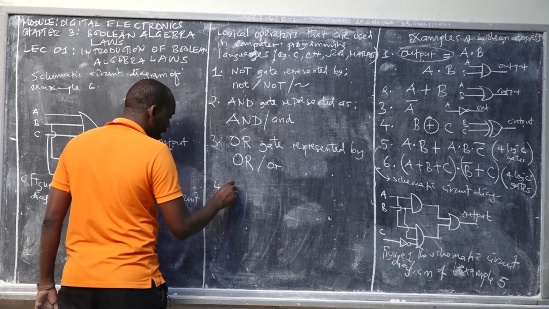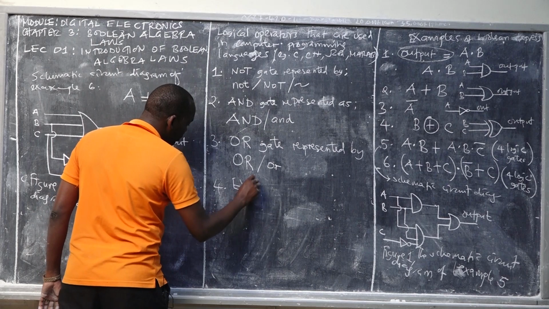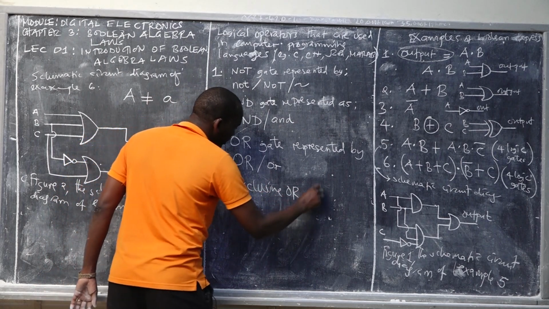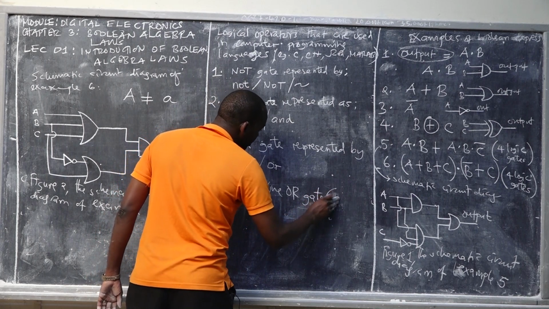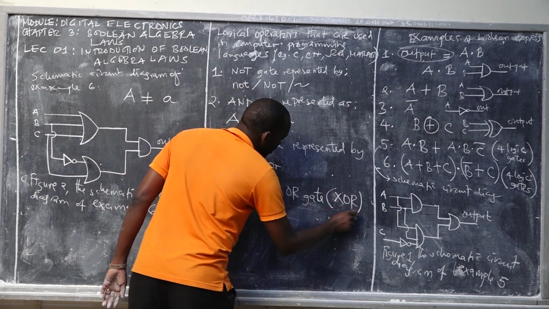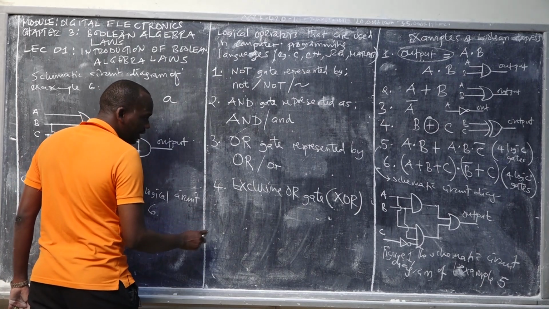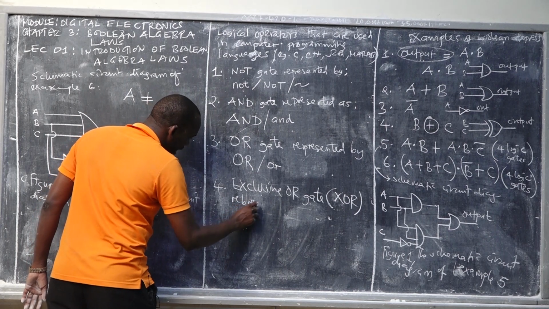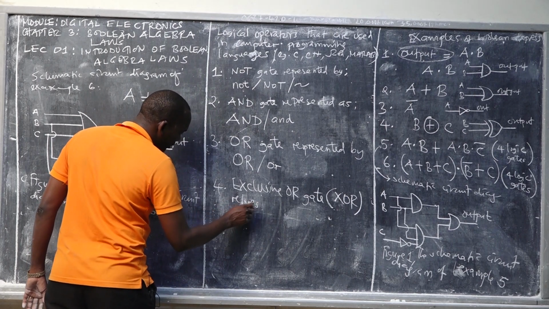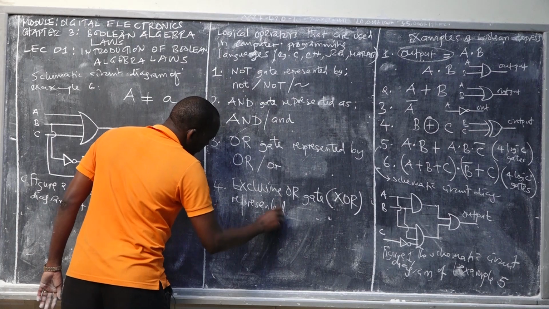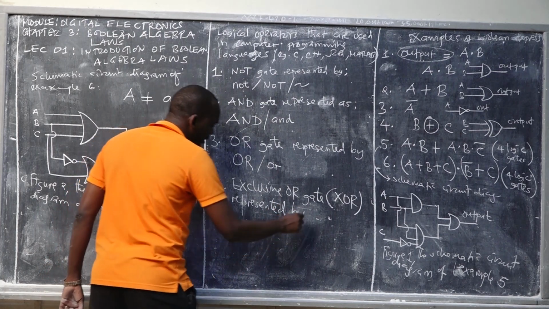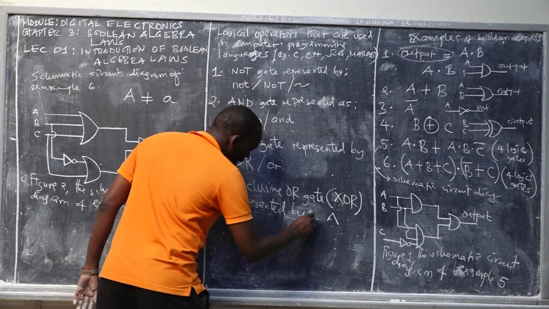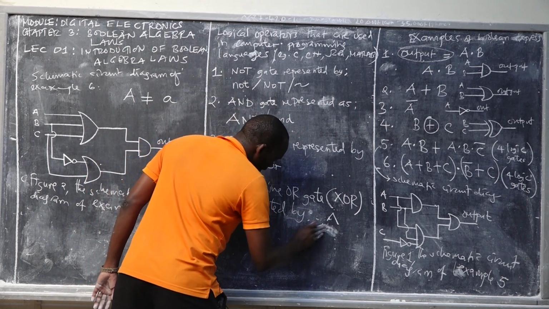Number 4, we have the Exclusive OR gate. In short we call it XOR. In computer language this one is represented by this symbol. And then here we have Boolean variables.